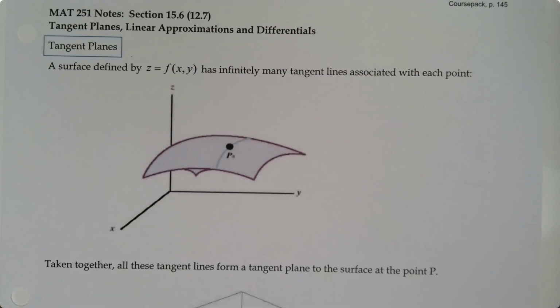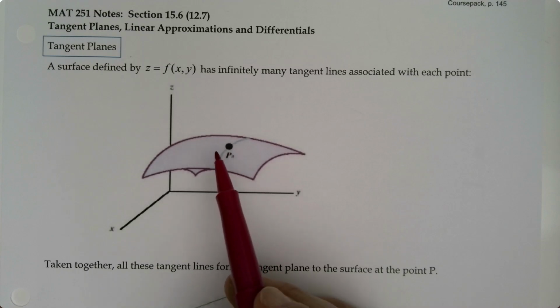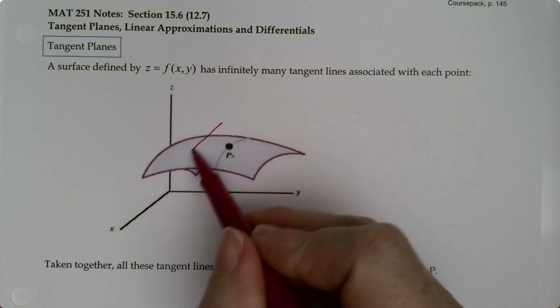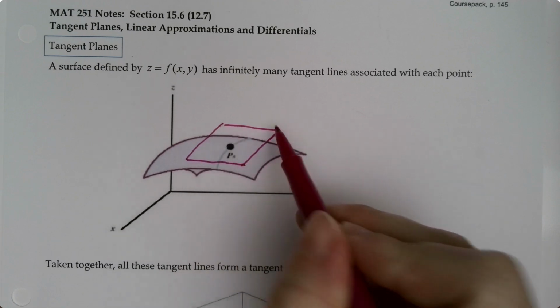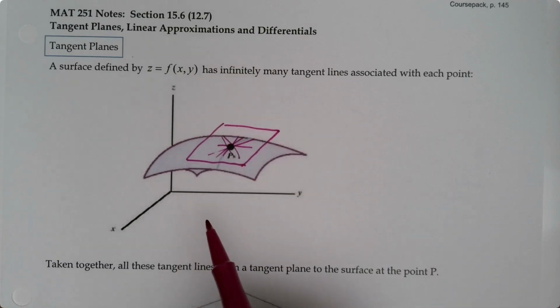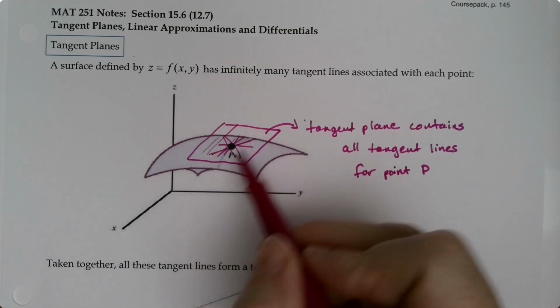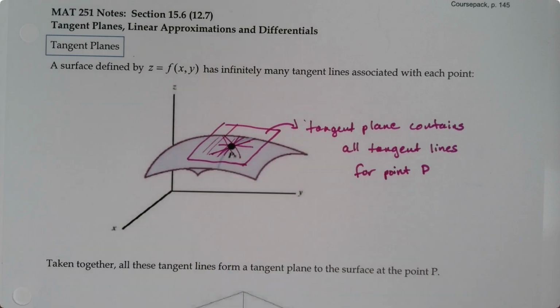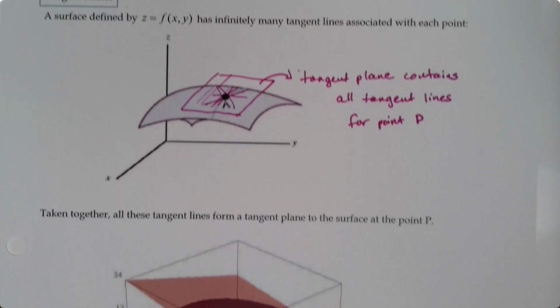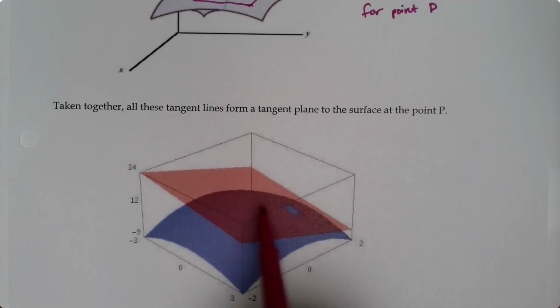So a surface is defined by some function z equals f of x, y, and it has infinitely many tangent lines at a particular point. So you can't say, the tangent line at that point, but what you can do is there's a plane that contains all the tangent lines that would have gone through that point. There, I just wrote that up real quick. All right, so this plane here will hold all of those tangent lines. Taken together, all these tangent lines will form this plane, right? So we can see another version of it right here. So you can see there's all those lines.